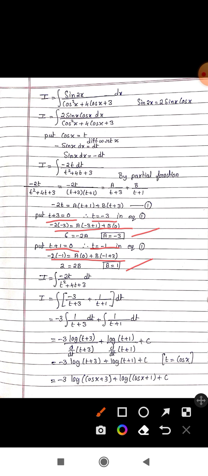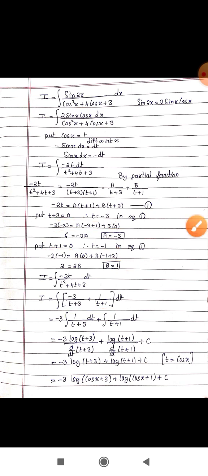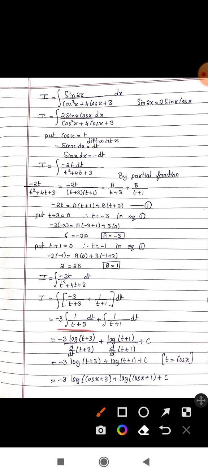Now, substituting the values of a and b, we will get I is equal to integration of minus 3 upon t plus 3 plus 1 upon t plus 1, in brackets, dt. So minus 3 integration 1 upon t plus 3 dt plus integration 1 upon t plus 1 dt. Integration is log of t plus 3 upon d by dt of t plus 3, and log of t plus 1 upon d by dt of t plus 1, plus c.